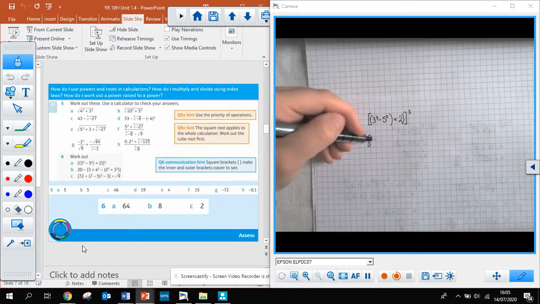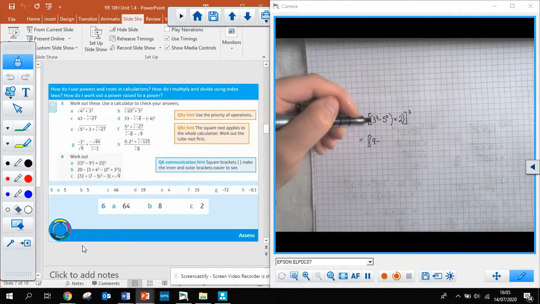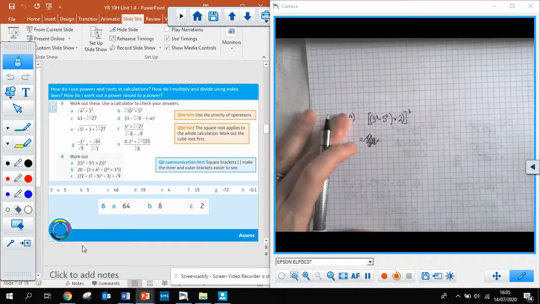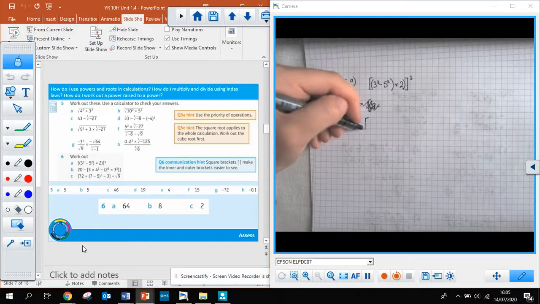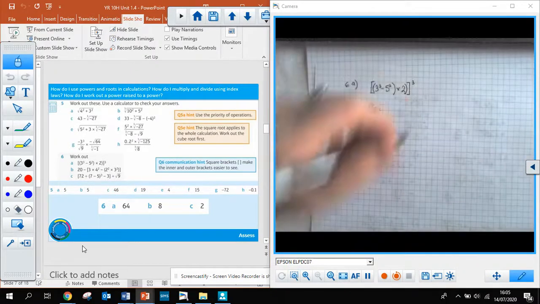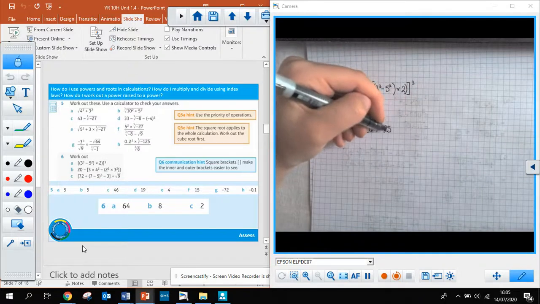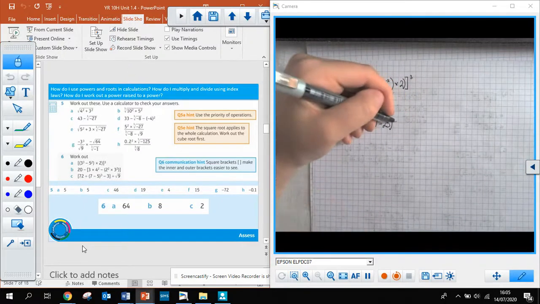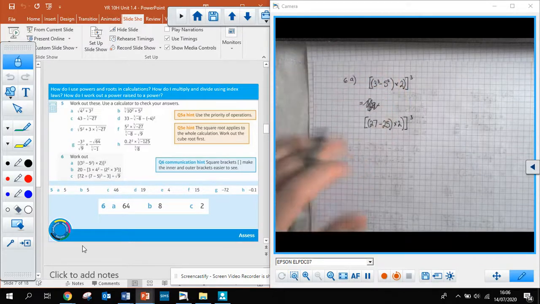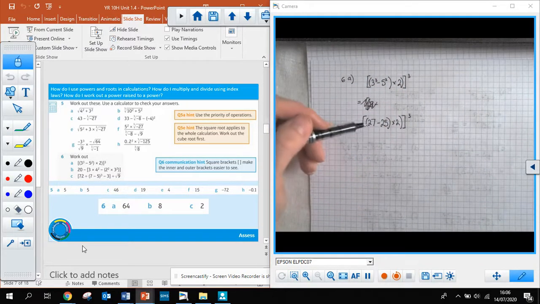So we're going to have 3 cubed, which is 9, minus, which is 27. I did 3 squared there. Let me just write that again. So we've got 3 cubed, which is 27, not 9, minus 5 squared, which is 25, and then all multiplied by 2, and then cubed. Okay? 27, take away 25, leaves you with 2.